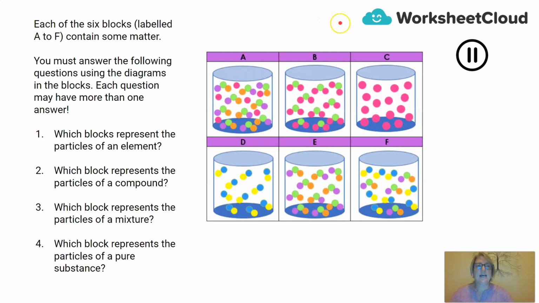This activity here you'll also find on our WorksheetCloud worksheets. Each of the 6 blocks labeled A to F contain matter. You must answer the following questions using the diagrams and the blocks A, B, C, D, E, F. So I'll give you a moment. You can pause the screen and let's get your answers down to this activity.